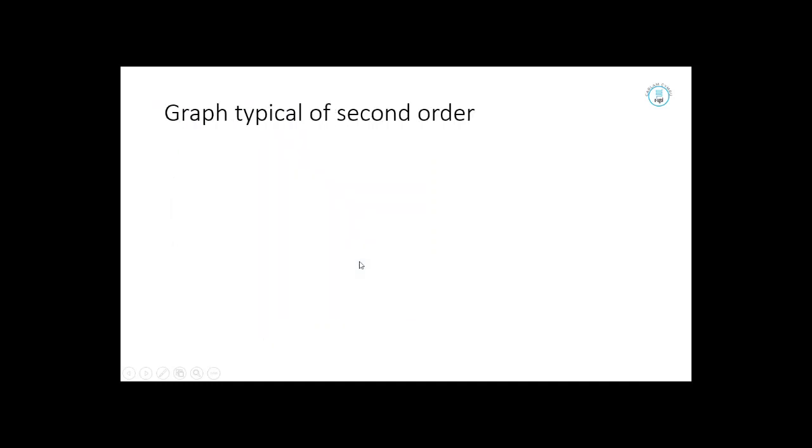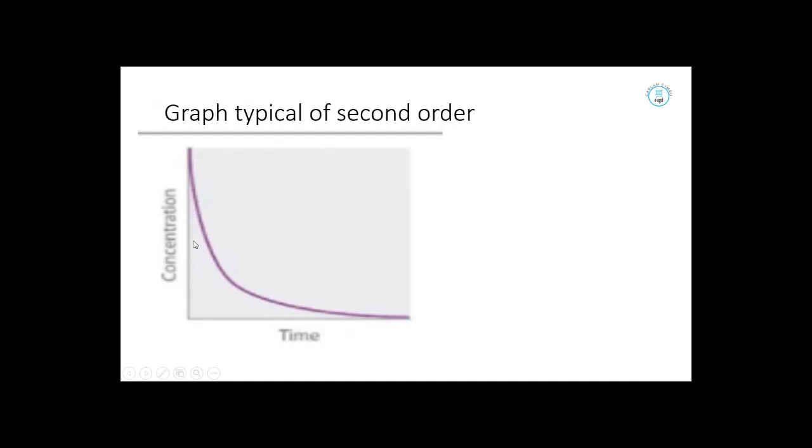And then finally, a second order graph. You can spot them straight off because they're really, really steep at the start, and then they tail off very, very quickly. So you have this massive decrease in the rate. And that's because, remember, they have a bigger impact on rate.